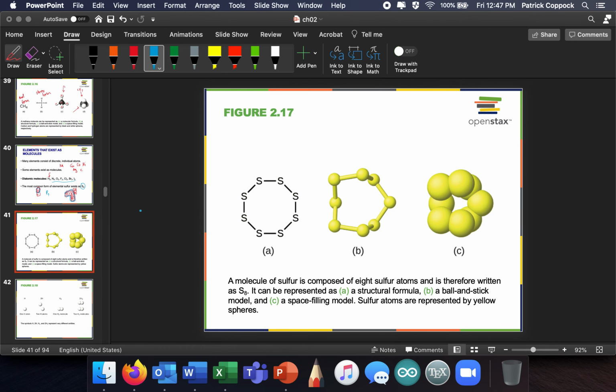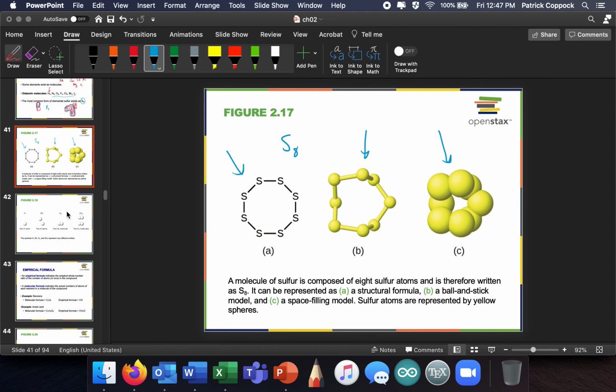Here's an example of different representations of S8, molecular or elemental sulfur. So a molecule of sulfur is composed of 8 sulfur atoms, so we might say that would be the molecular formula. Here's the structural formula. Here's the ball and stick formula. And here's the space filling formula, right? But these are all the same thing. So it just depends on what we're trying to communicate with the symbolism that we use.